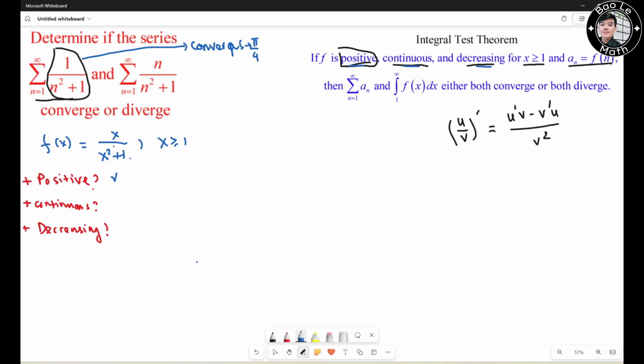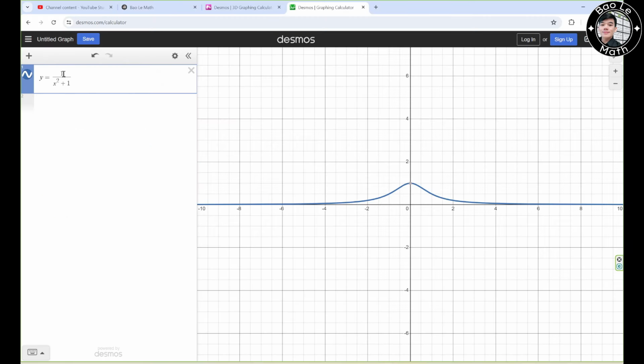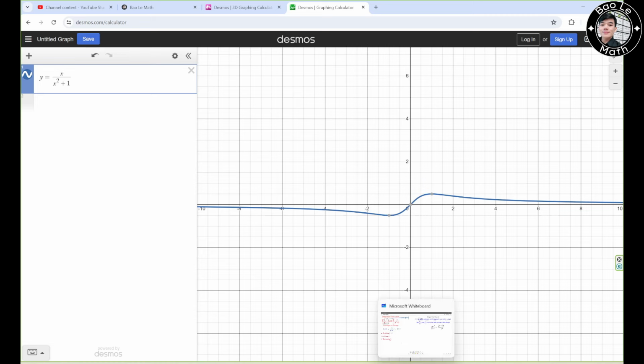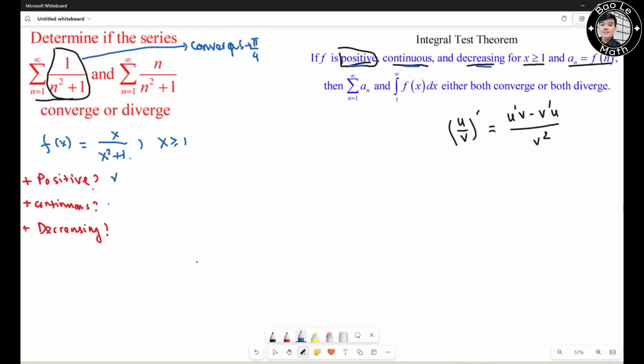Now, continuous. Alright, this is absolutely continuous, right? There is no hole because the bottom cannot be equal to 0, right? Or you can use decimals to check if the function is continuous. So I have right here, it's going to be s. See that the function is always continuous, right? Alright. So this is yes.